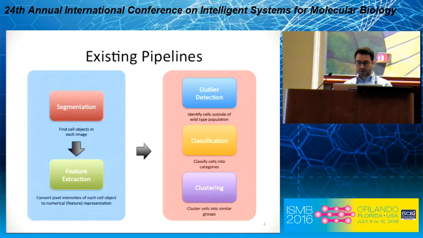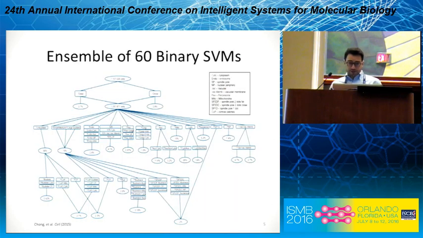The pipeline people typically use for these experiments involves segmentation, then subsequently extracting features from individual cells, followed by machine learning tasks such as outlier detection, classification, or clustering. The approach our own group took for classification for the previous paper involved an ensemble of 60 binary SVMs. So you can imagine that's a really complex model to set up, and it's also a complex model to deploy. Even though it worked for that one paper, we've had trouble re-implementing it on new data sets.